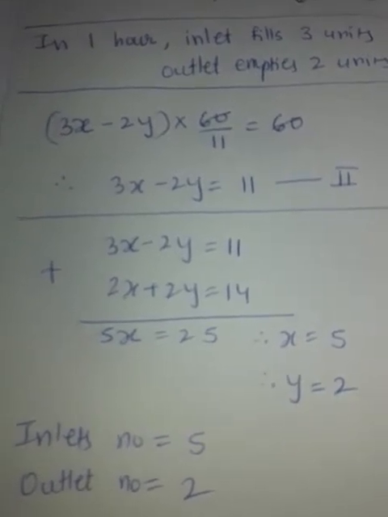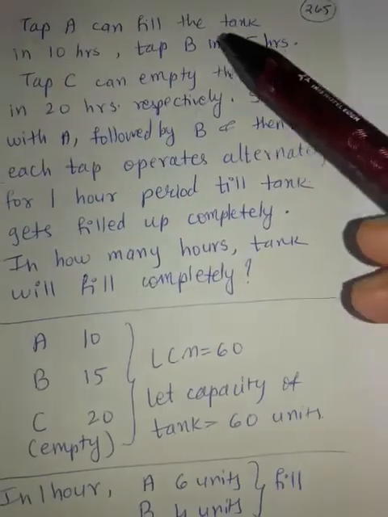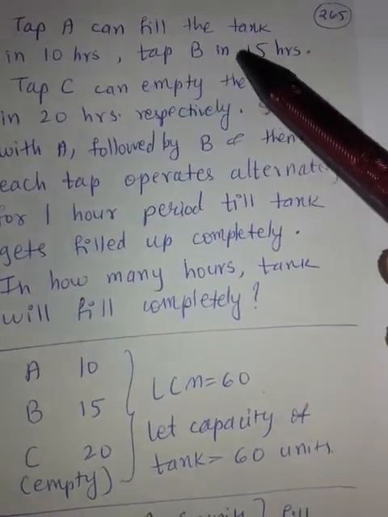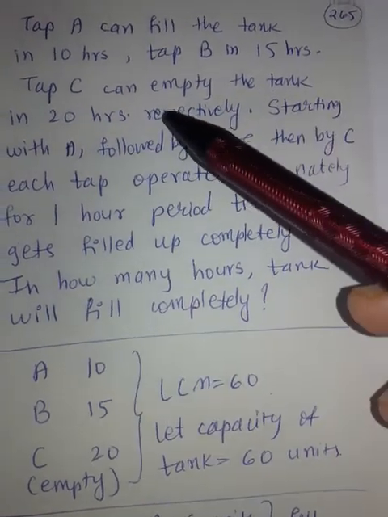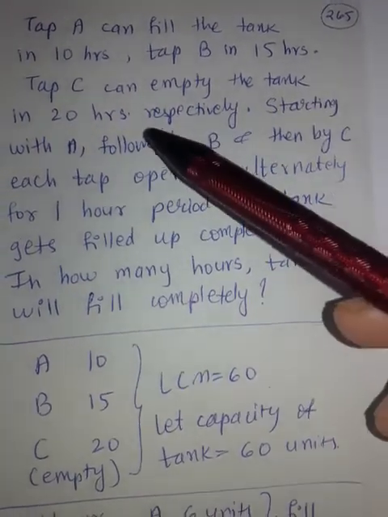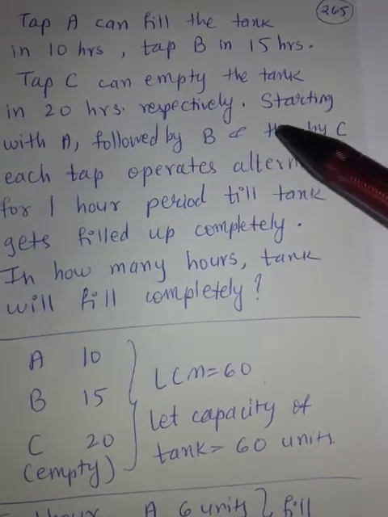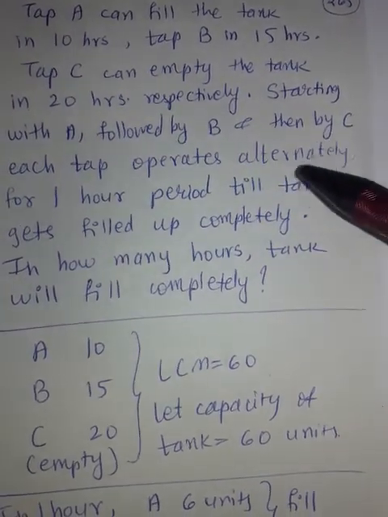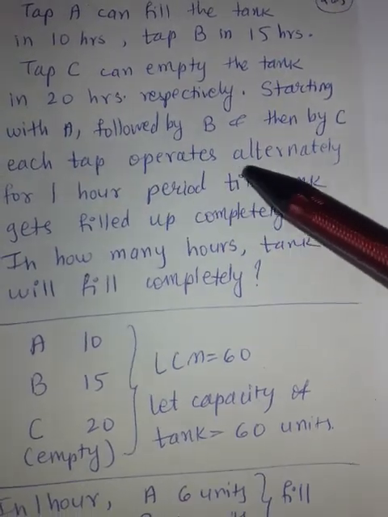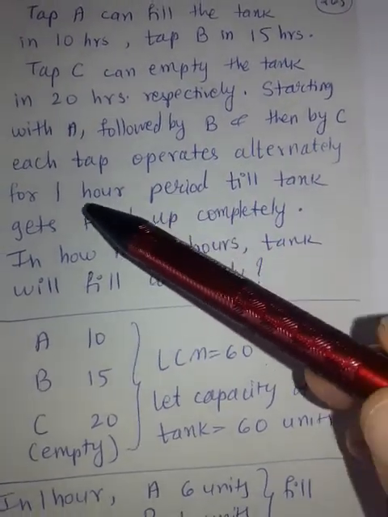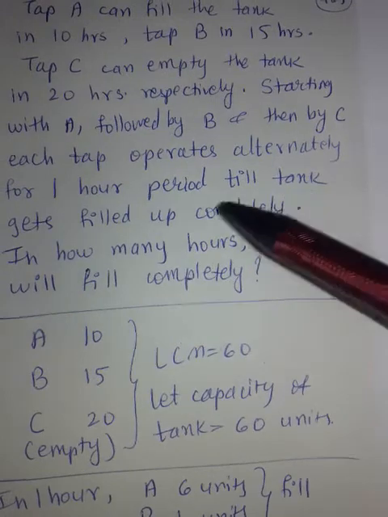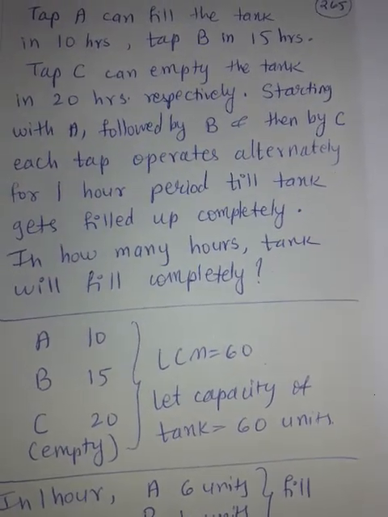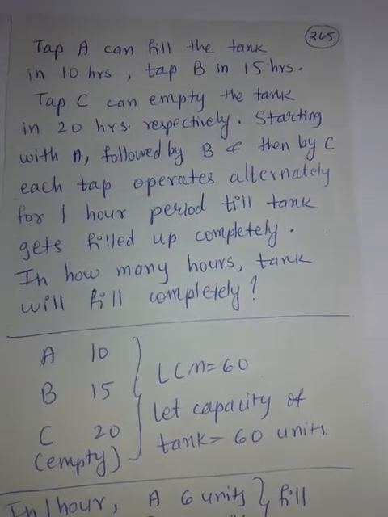Let's solve one more example. Tap A can fill the tank in 10 hours. Tap B in 15 hours. Tap C can empty the tank in 20 hours respectively. Starting with A followed by B and then by C, each tap operates alternately for a 1 hour period till the tank gets filled completely. In how many hours will the tank fill completely?